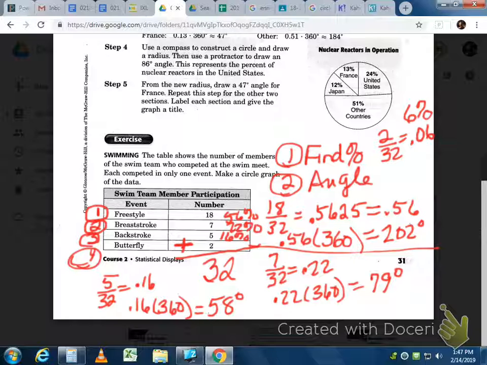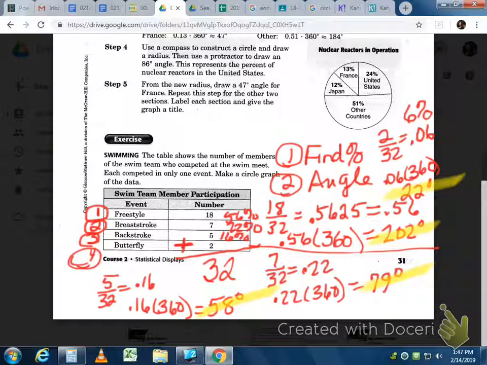Brennan, what do you do with the 0.06 then? What do you got to multiply the 6% by? Multiply it by what? You're supposed to multiply 0.06, the 6%, times 360, and you get 22 degrees. So 22 degrees, 202 degrees, 79 degrees, 58 degrees.